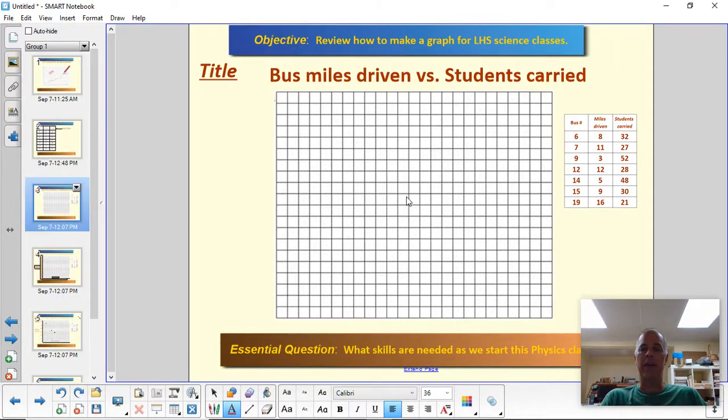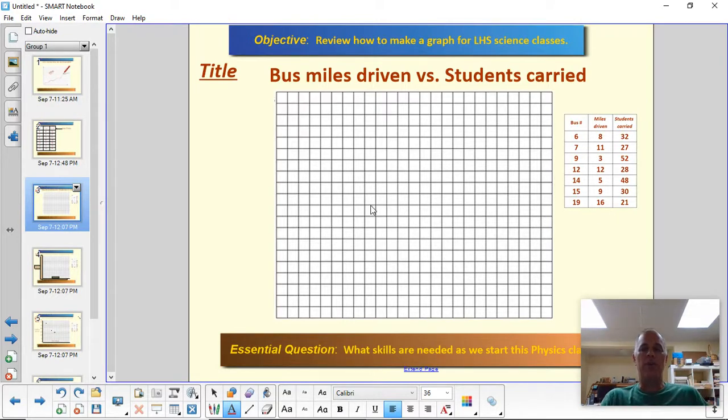Now, the first thing we need is a piece of graph paper. I copied this one off the internet, so we have a piece of graph paper here, and we have to have a title for our graph. So in this case, we are interested in the miles driven by a given bus and how many students it carries. So your title needs to describe the data set that you are making a picture of. It can't just be my graph or physics graph. It has to be more specific so that somebody looking at it can read your title and have some idea of what you're trying to show. And we also have our data table over here.